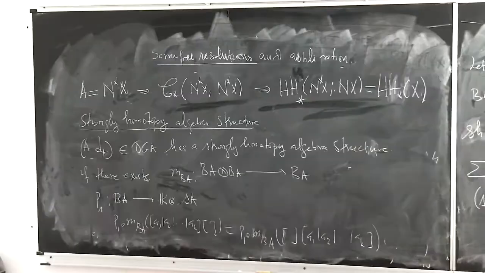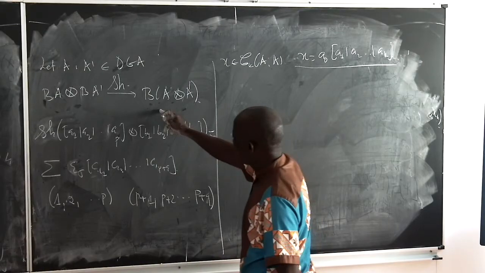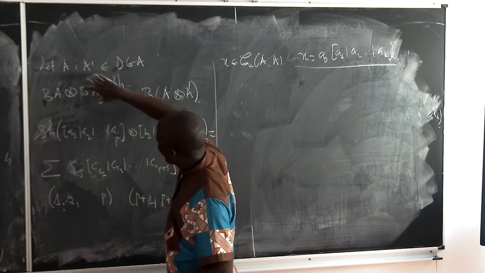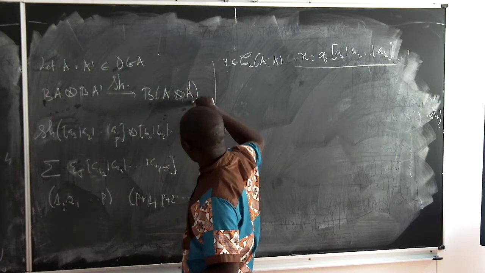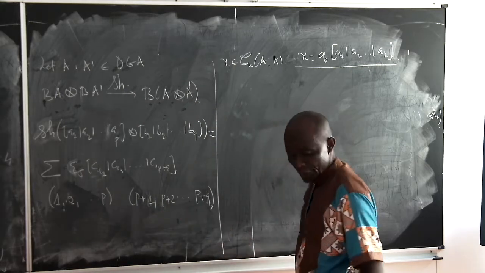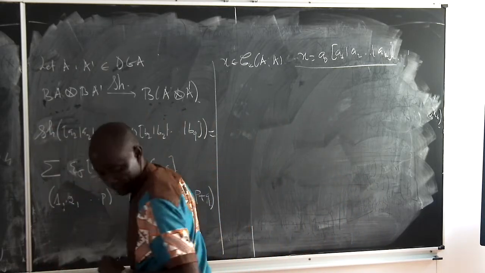Okay, now that we have this, we have the shuffle. The objective of the shuffle is to transform the tensor product of the bar constructions of A and A prime respectively to the bar construction of the tensor product of A and A prime. So by using this, we are going to define a product on the Hochschild homology as follows.